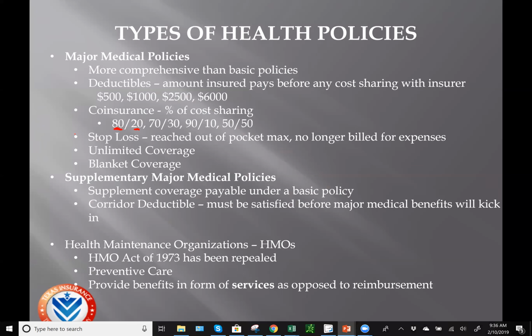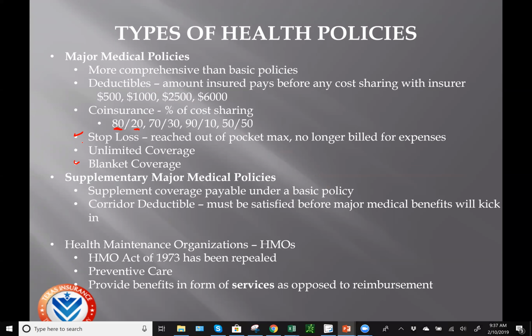Next, there is a stop loss feature. That's where you've reached your out-of-pocket max and are no longer billed for your medical expenses, which means the insurance company takes over 100% after the stop loss has been reached. And like I said a minute ago, major medical policies are now unlimited on their coverage. They don't ever quit paying. And they provide what's known as blanket coverage, which means you only have one policy that covers everything. You don't have to have a whole bunch of separate policies.